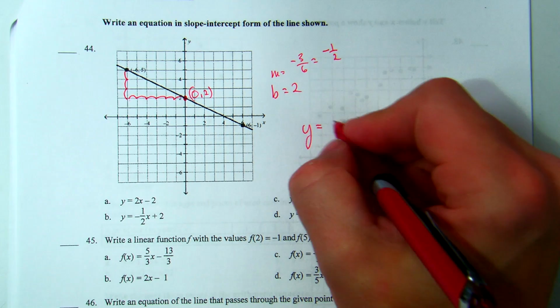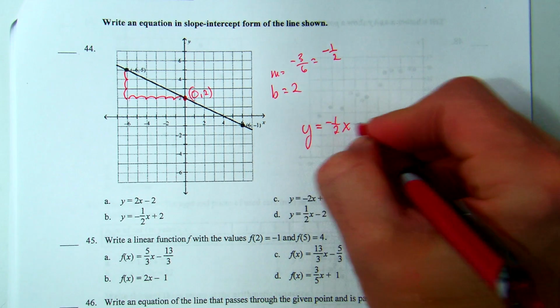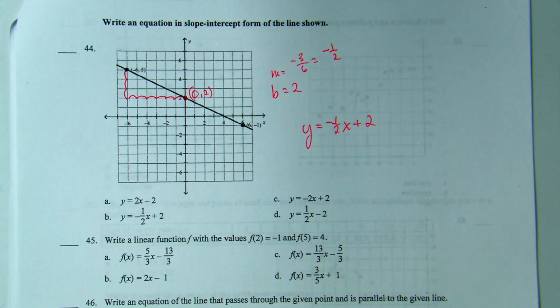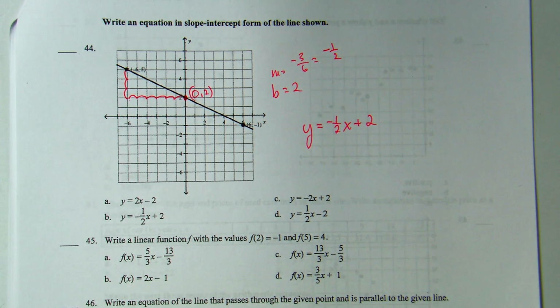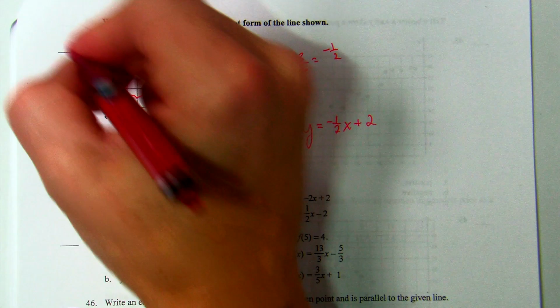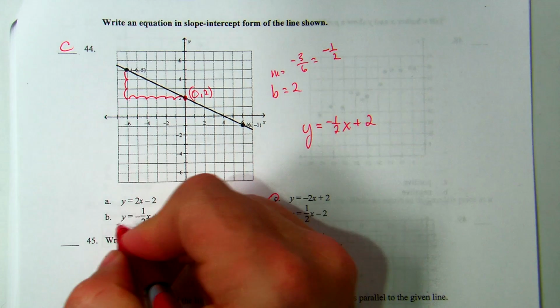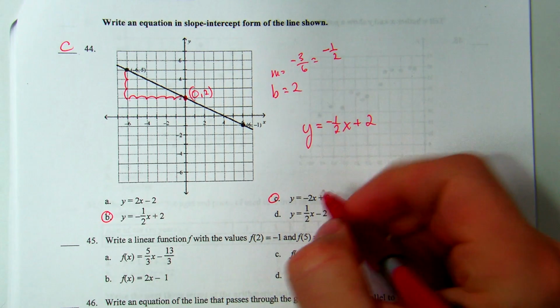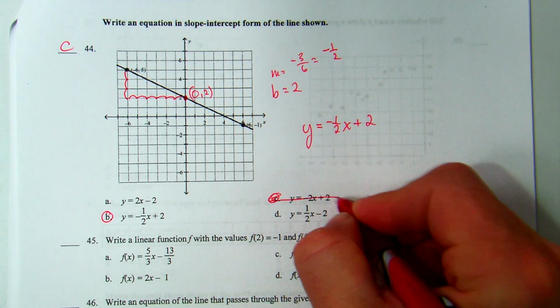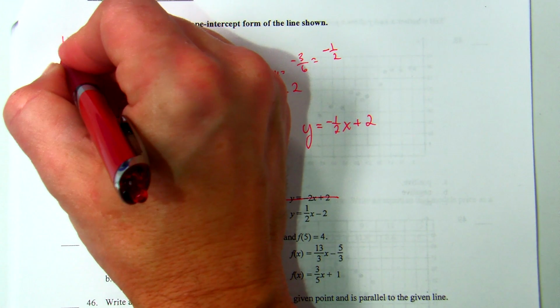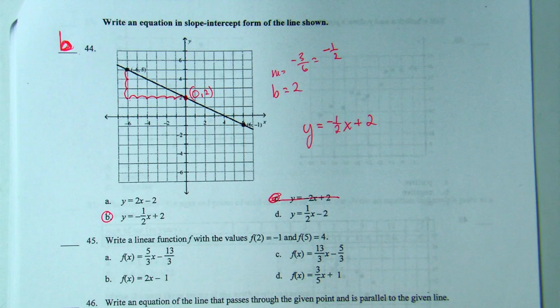So my equation, y equals mx plus b. So the answer to 44 should be C. All right, C should be the answer to 44. And we'll move along. Actually, I'm sorry. Hold on a second. Sorry, it should be B. Negative 1/2 plus, this is negative 2, sorry. Should be B. Sorry, I wrote the wrong one in there.